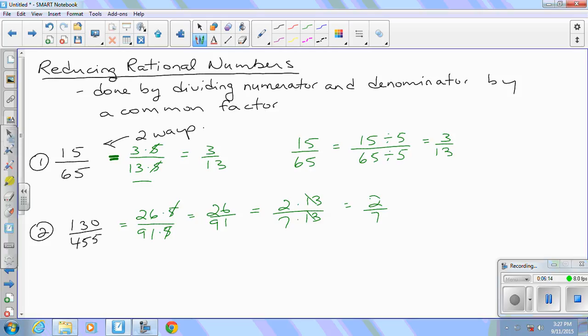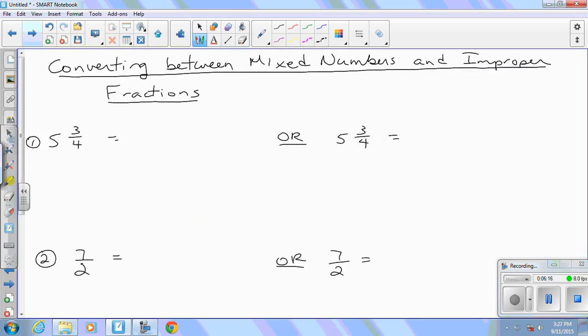All right, and our next step is going between mixed number form and improper fraction form. And there's nothing improper or wrong about improper fractions. It's just a way of writing a fraction so that the numerator happens to be larger than the denominator. So in the second example, that 7 over 2 is considered an improper fraction, but there's nothing wrong with it. And in fact, often it's preferable.